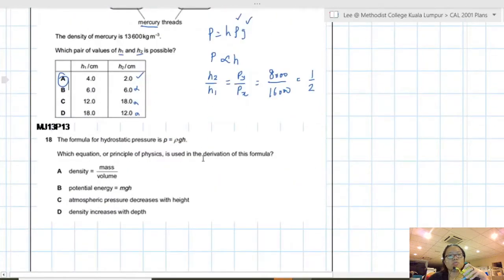Okay. So for the formula for hydrostatic pressure, which equation or principle is used to derive it? Why is there a GPE one? You remember my derivation, right? I use A. Right, density is mass over volume to cancel off the A.